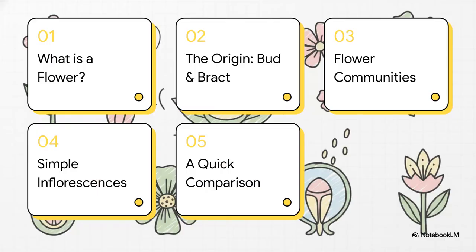So, here's what we've got on tap. We're going to start with the absolute basics. What is a flower, really? Then we'll go back to its origin story, a simple bud. After that, we'll see how flowers team up to form communities and check out their different architectural styles. And to wrap it all up, we'll do a quick side-by-side comparison. Sound good? Let's jump in.